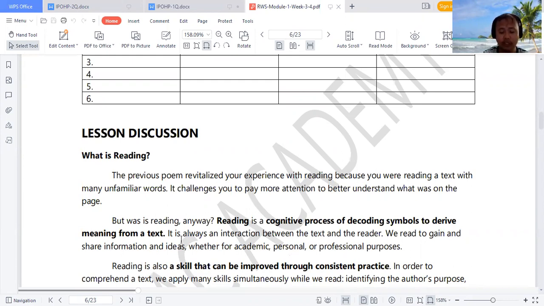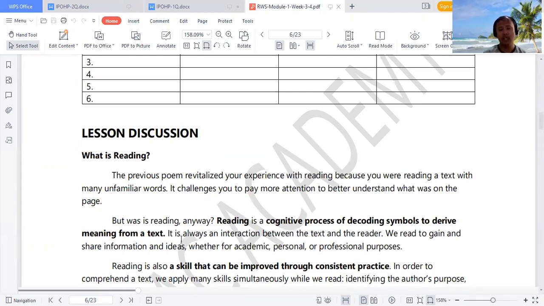Decoding: to convert something such as a coded message into intelligible form, to recognize and interpret, to discover the underlying meaning, meaning to internalize, to understand. Reading is a cognitive process of decoding or understanding symbols to derive meaning from a text. It is always an interaction between the text and the reader. So, class, when we read, there should be an interaction between you as the reader and the text that you are reading. So that's the reading.